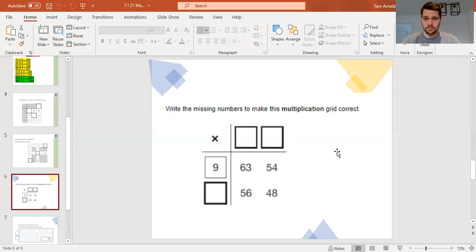Question 3. Again, this is a shorter grid method. So 9 times something is 63. 9 times something is 54. Then that something multiplied by something else is 56. I would suggest doing these 2 boxes first.